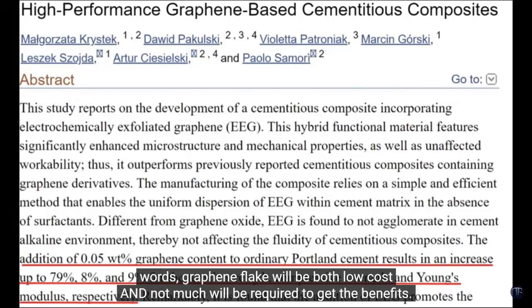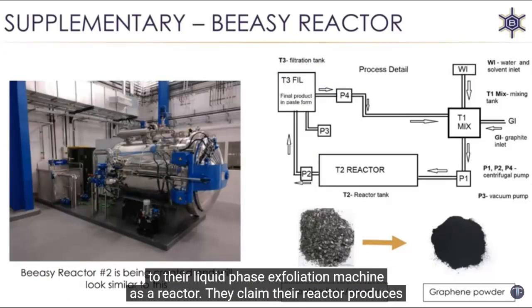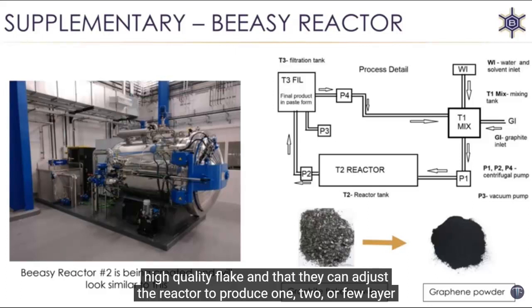One last note on BZ's process now that we understand the graphene flake. BZ refers to their liquid phase exfoliation machine as a reactor. They claim their reactor produces high-quality flake and that they can adjust the reactor to produce one, two, or few-layer graphene flake. I'll be watching both Tolga and BZ closely in the coming years.